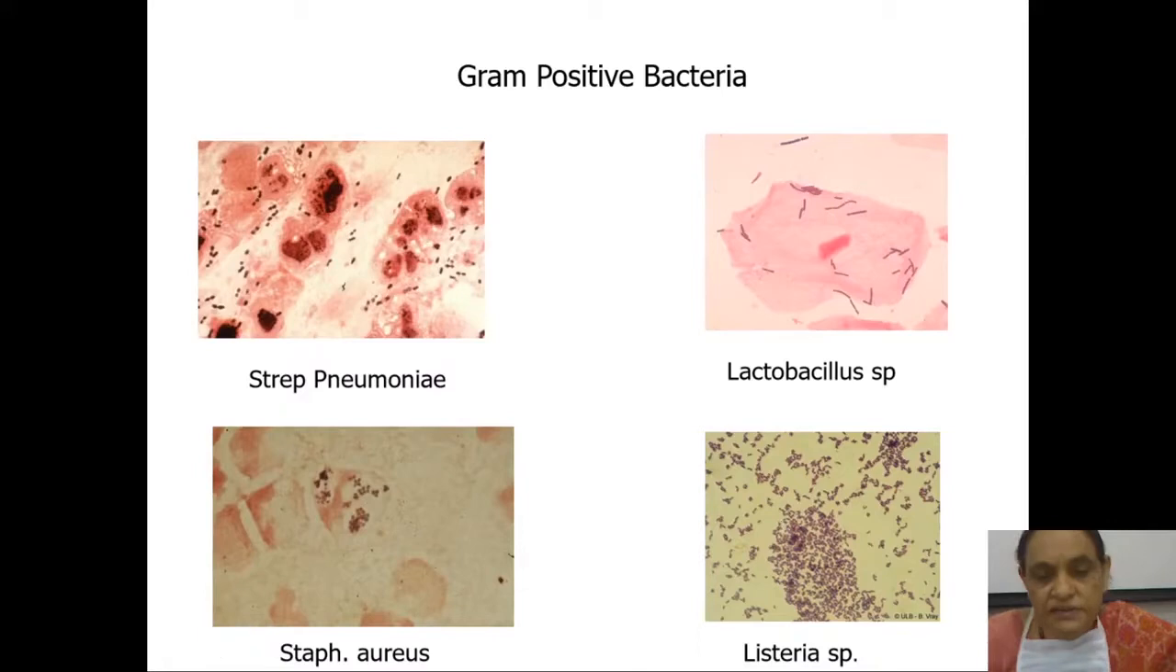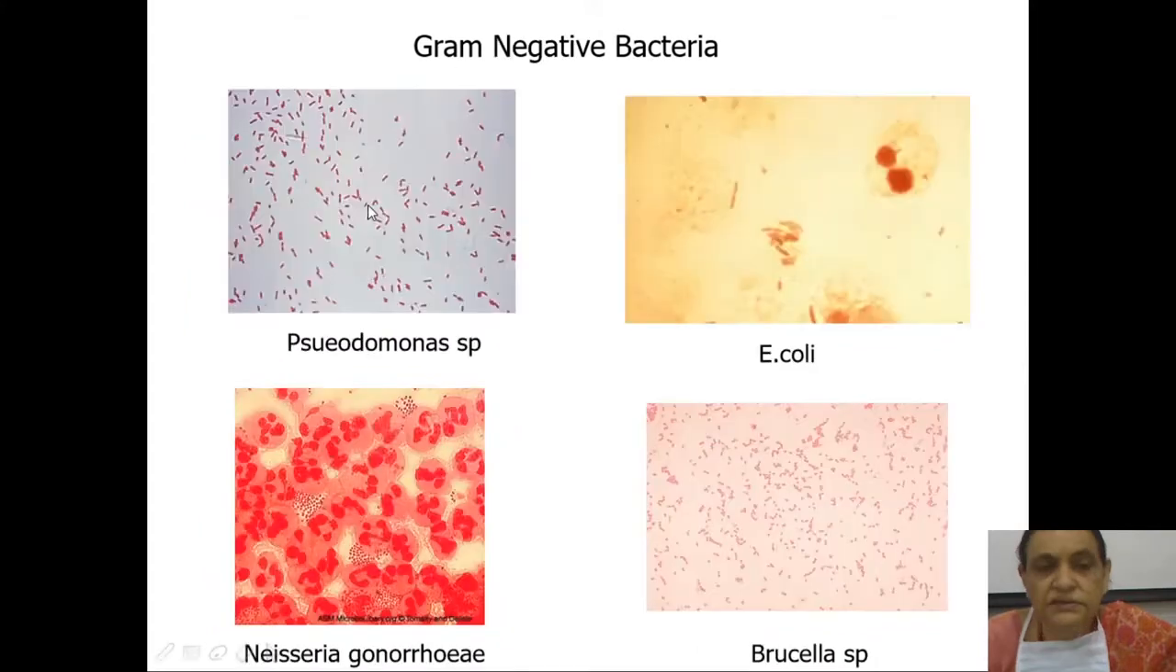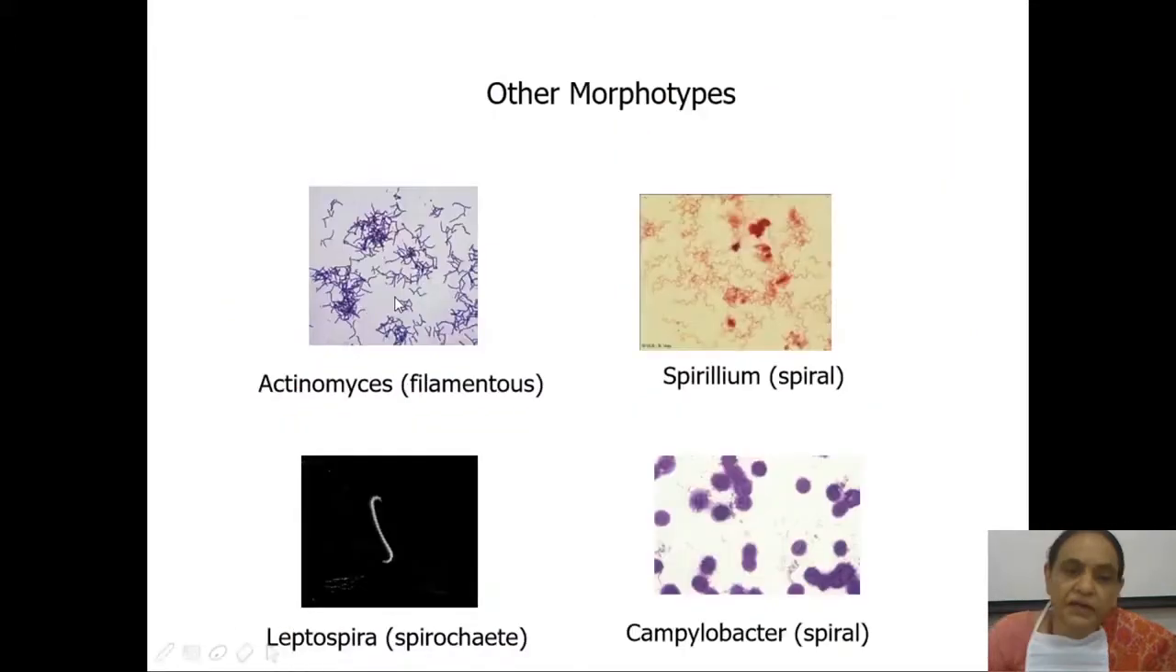Then there are gram negative bacilli, like Pseudomonas. They can be present in the pus, they can be present in urine or any other body secretion. There is gram negative bacilli like E. coli, a little longer. This is in a urine. Then Neisseria gonorrhoeae in the urethral discharge. You see gram negative cocci, they are in pairs. And Brucella species, which is again gram negative coccobacilli. So there are other morphotypes also which you can see in special staining. Actinomyces, which is filamentous and gram positive.